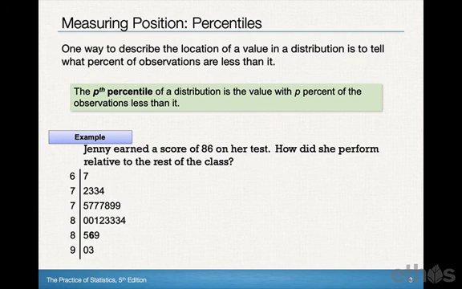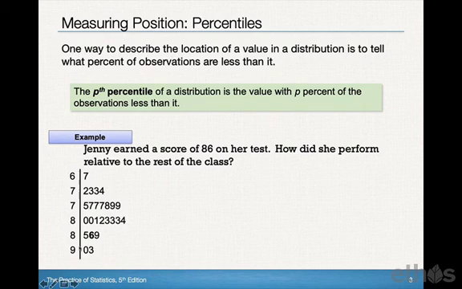The other issue is that the definition includes this phrase: the P% of the observations less than it, but not equal to. Let's see how that works in this problem, paying particular attention to the mistake I see all the time, people misunderstanding less than and using it as if it says less than or equal to. So Jenny earned a score of 86 on her test. How did she perform relative to the rest of the class?